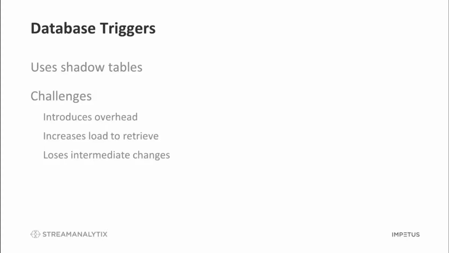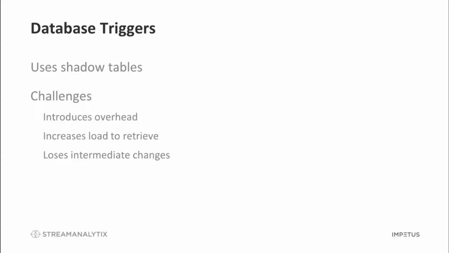The use of database triggers to perform CDC again has some challenges. When you fire a trigger, you store all the changes in a shadow table. This essentially introduces an overhead. In extreme cases, CDC may introduce an overhead of up to 100%. So you really have to be aware of this.